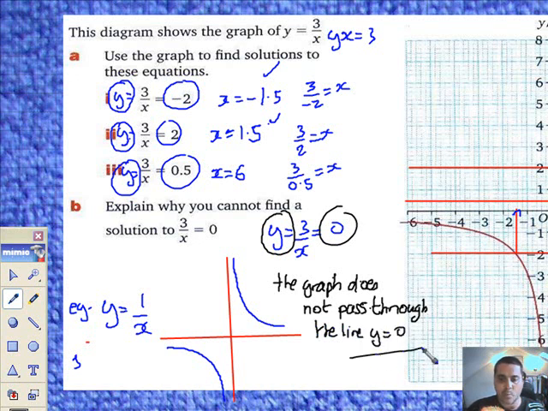Does not pass through the line y equals 0. If it doesn't do that, then there's not going to be any points or points of intersection. So that's it. It doesn't cut through y equals 0. And that's what you're asking me to do, and it can't be done.